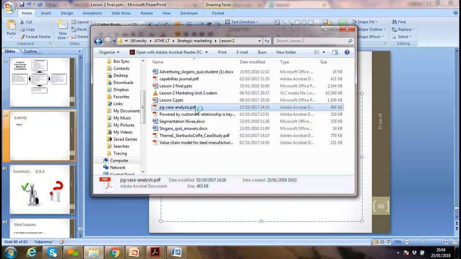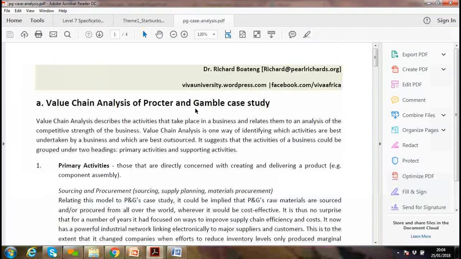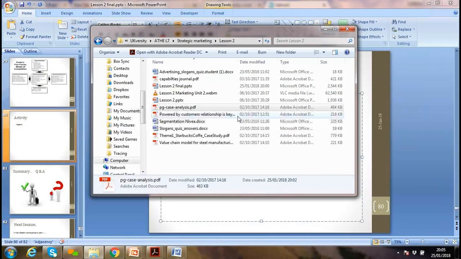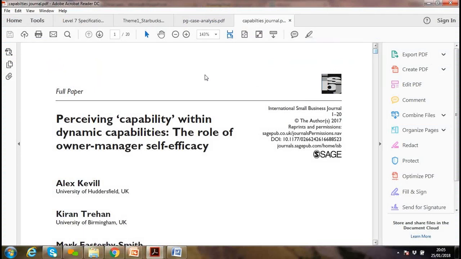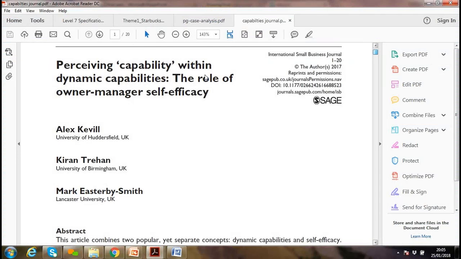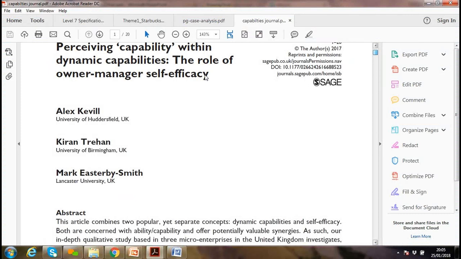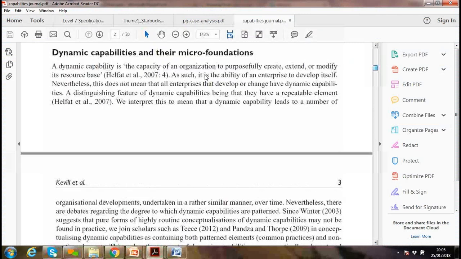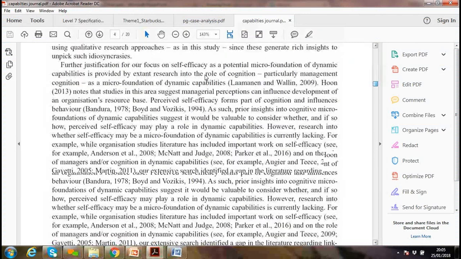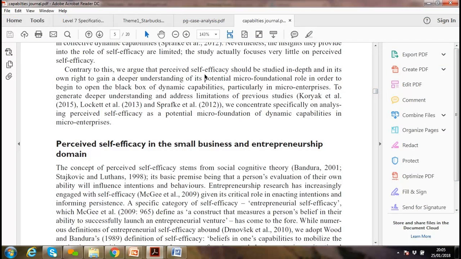Okay, P&G, Procter and Gamble case study. Value chain: how they use the primary and secondary activities to create value. Then we have a journal all about capabilities, perceived capabilities within dynamic capabilities, and the role of managers in an organization. Don't take too much stress, you don't need to read everything. If you have time, just read it, otherwise you can do it next week. I'm giving this so you can use the reference within your assignment, and pick a few sentences or paragraphs which you think are relevant.